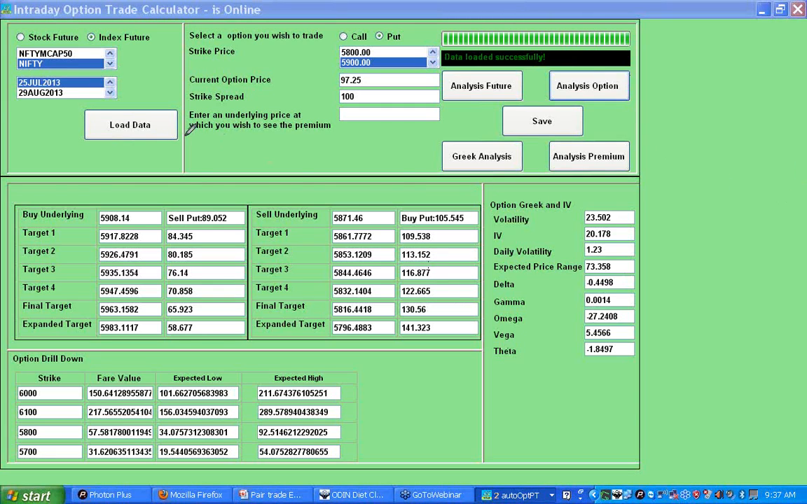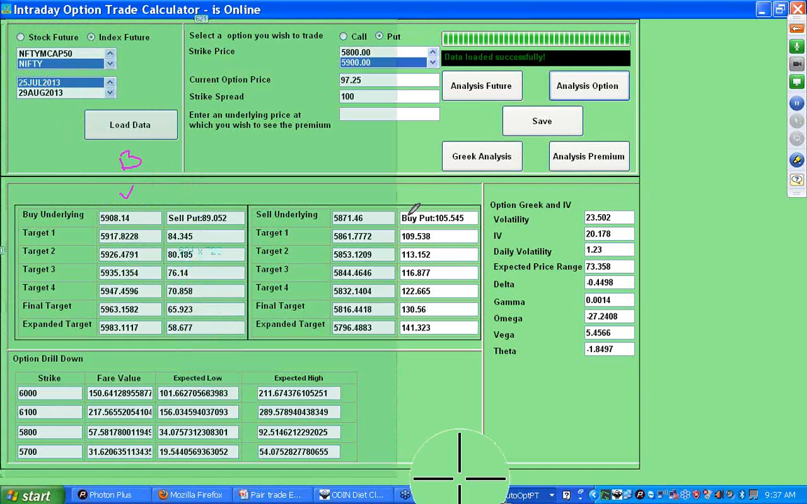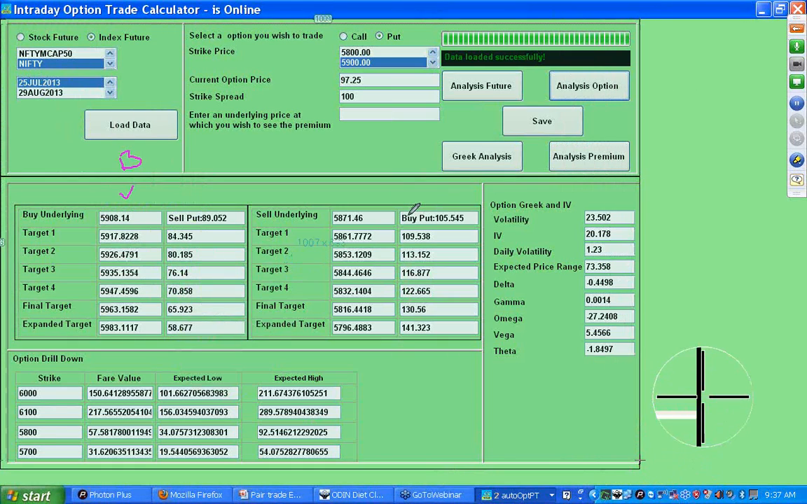So now you are close to the buyer side because 5908 is your uptrend signal. You are close near to that. So this experiment also, let me save it, so that this also can be referred to in future.